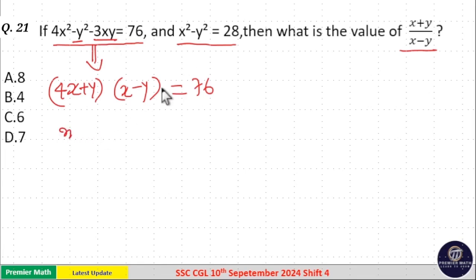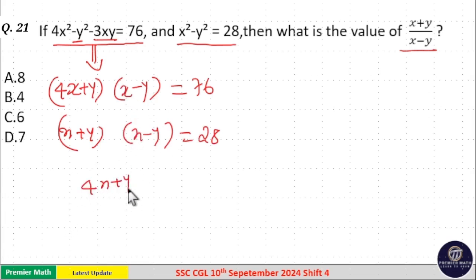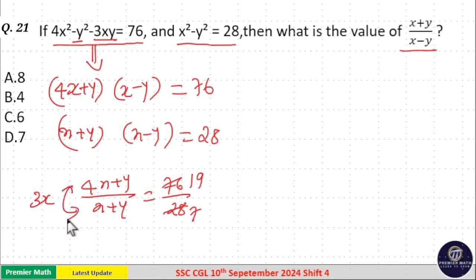Now remaining is x square minus y square is equal to 28. That is x plus y into x minus y is equal to 28. Now if you divide equation 1 with equation 2, x minus y and x minus y cancel. That is 4x plus y divided by x plus y is equal to 76 by 28. 4 goes 7 times in 28. 4 goes 19 times in 76. Now take the difference. That is 4x plus y minus x plus y is equal to 3x.